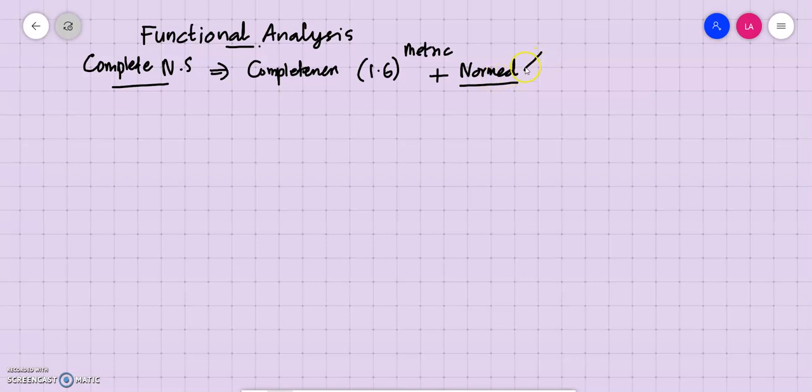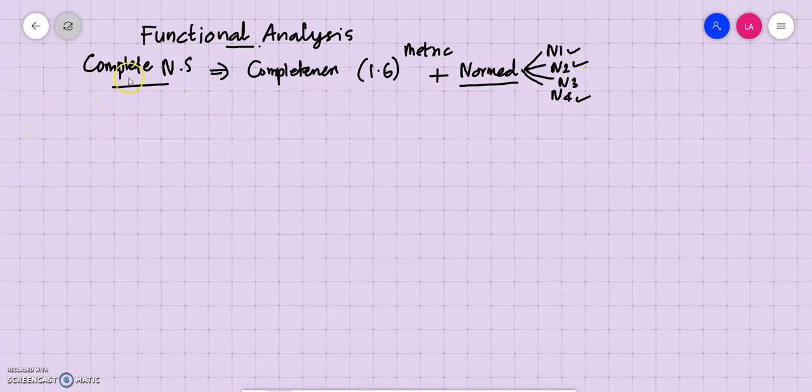For that you have to use four conditions: N1, N2, N3, and N4. The first two conditions and the fourth condition are essentially the same as in the case of a metric. The third condition, in all the examples which I gave you, is very easy to compute. That's why I gave you that condition.